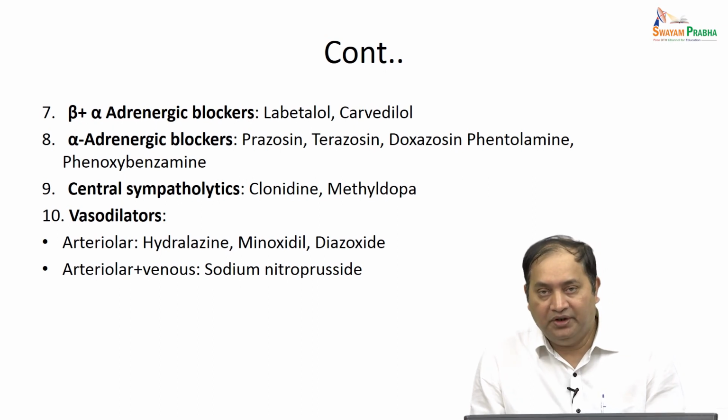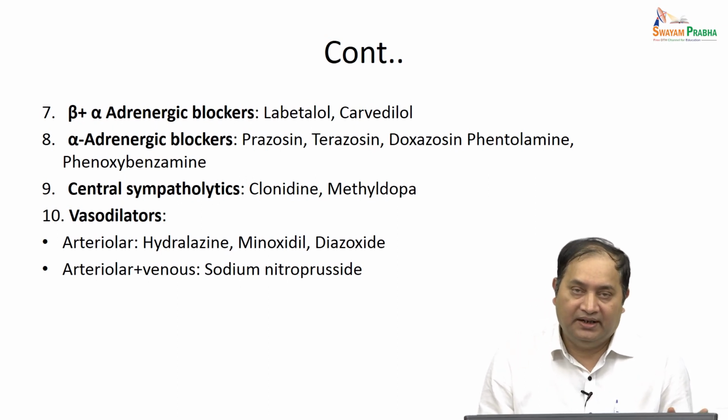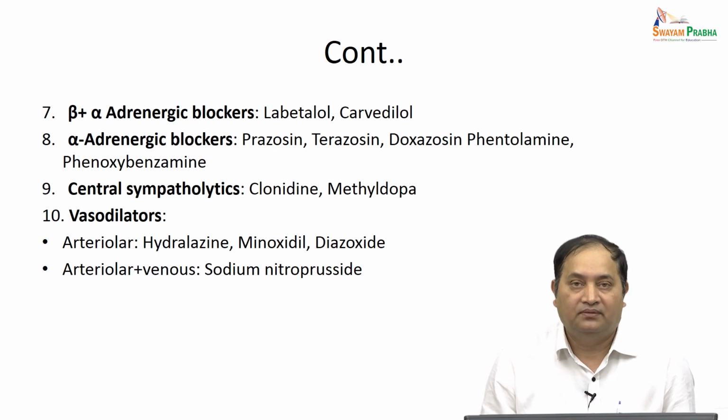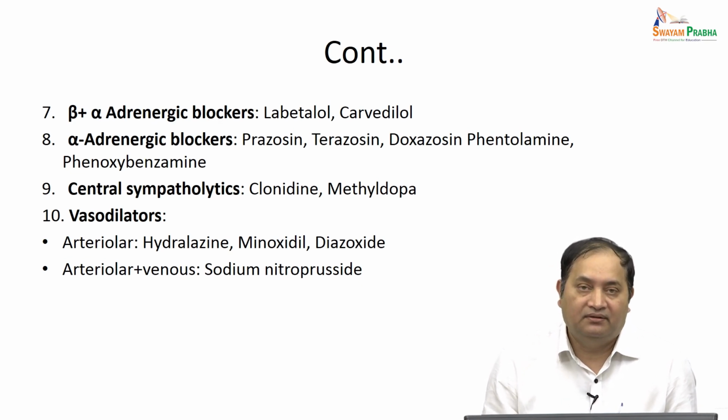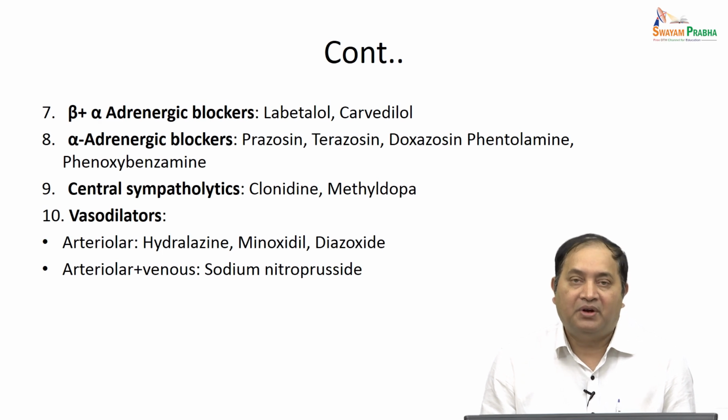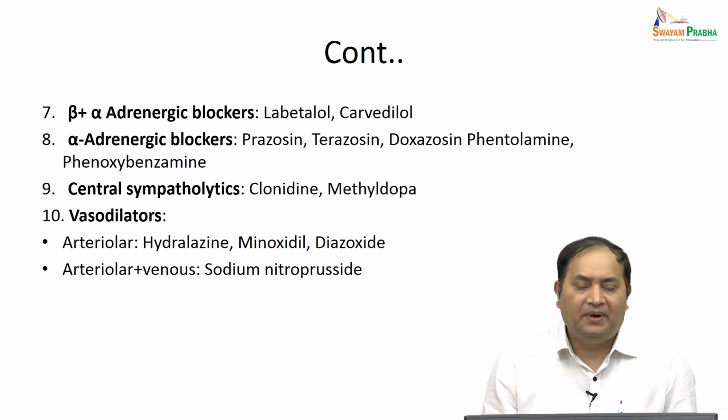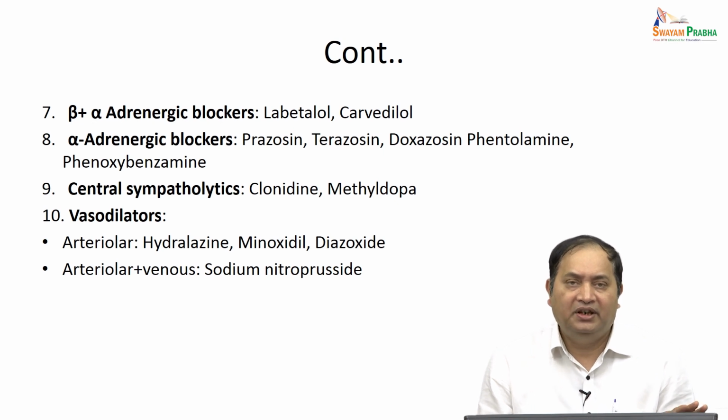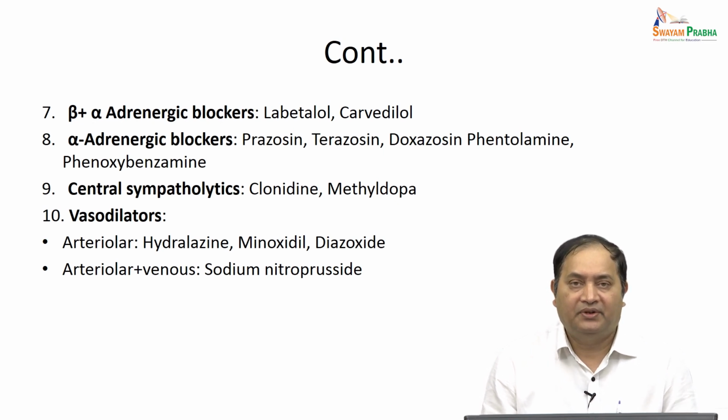Now, along with beta blockers, as I said, there is a drug which blocks beta and alpha receptors, like labetalol, and another group of drugs we call vasodilatory beta blockers, which are commonly used nowadays in practice in congestive heart failure, like carvedilol. We also have alpha adrenergic blockers, which are very potent antihypertensive agents. They block alpha 1 receptors, like prazosin, terazosin, doxazosin, phentolamine or phenoxybenzamine.